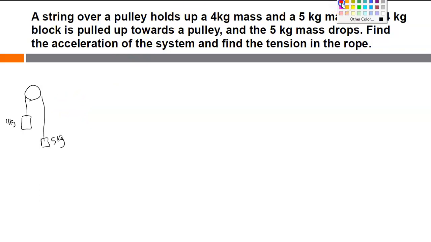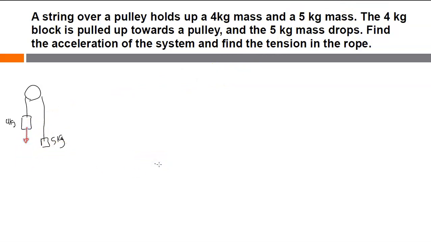I need to think about the forces that are acting on this thing. Of course, gravity's doing its thing. Tried to change that to a red. I don't know why it didn't come out red. Still not red. Be red. Thank you.